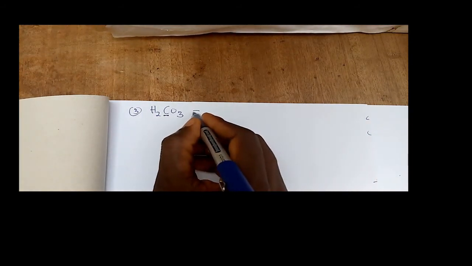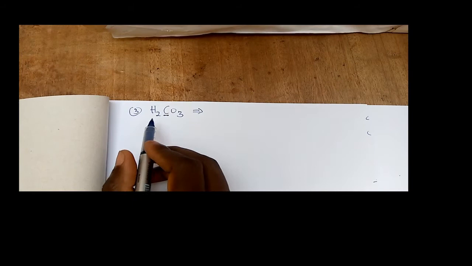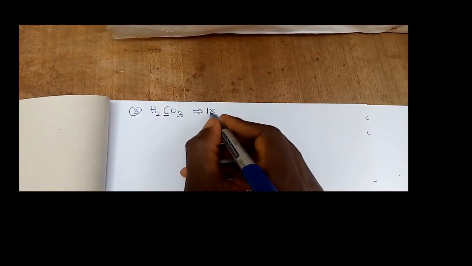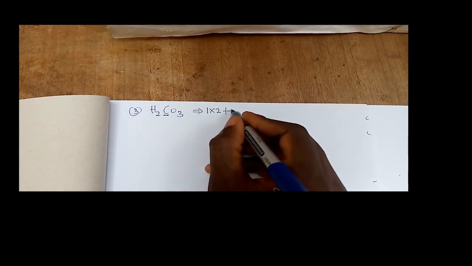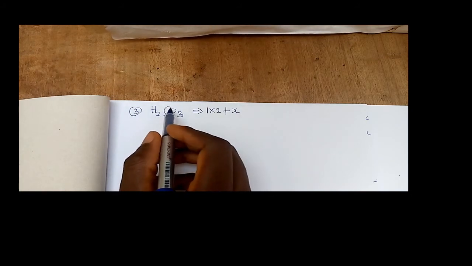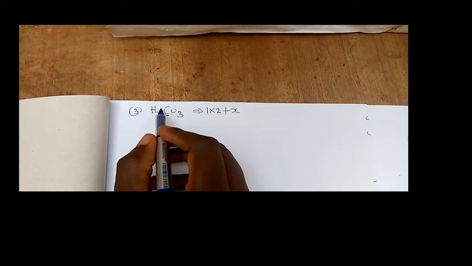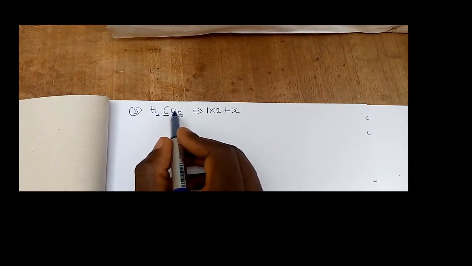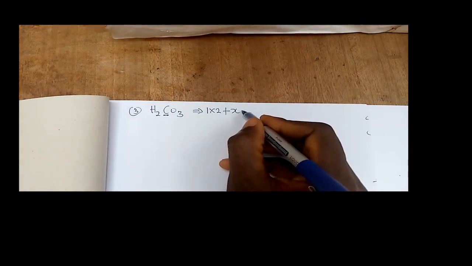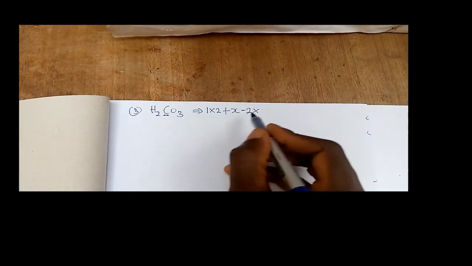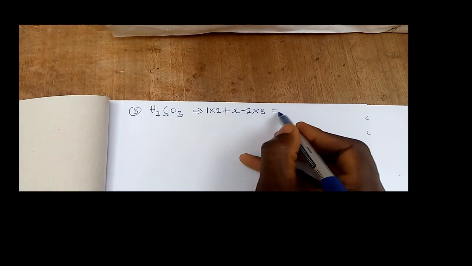So the hydrogen has a fixed oxidation number of +1. We multiply by the subscript here, so it's going to be 1 multiplied by 2, plus x. X represents the C here, since we are calculating the oxidation number of C and replace it by X. Then because oxygen has a fixed oxidation number of -2 in many compounds, we put -2 here and multiply by the subscript 3, so times 3, should be equal to.